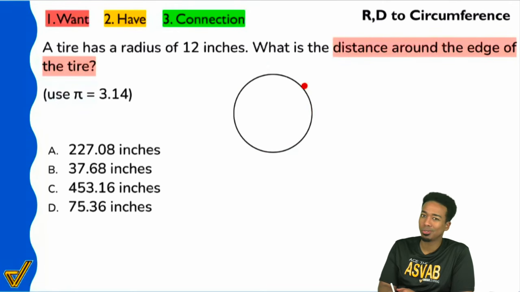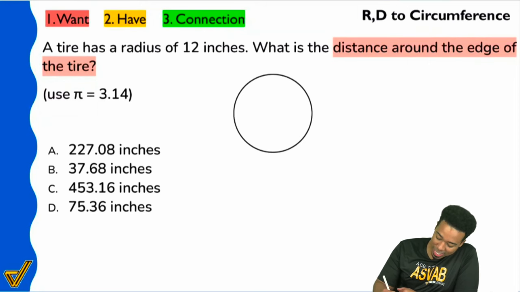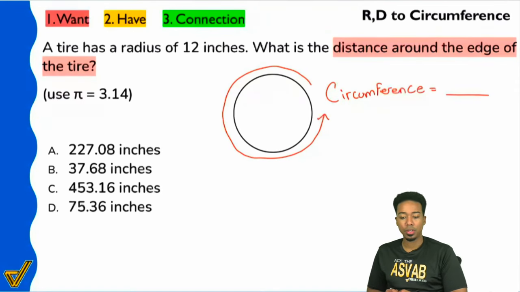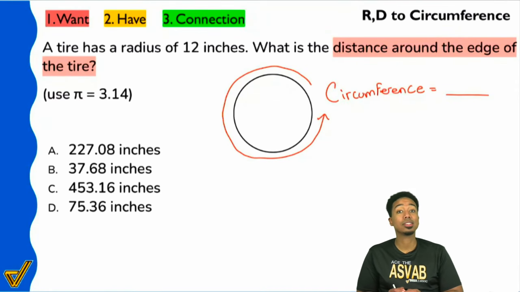But since it's a circle, we can't really say that a circle has perimeter. It's called the circumference. Remember, circumference is the distance around the circle. So my party people, what we're looking for here is the circumference. Circumference equals blank. That's what we want to find. The distance around the tire, that is the circumference.